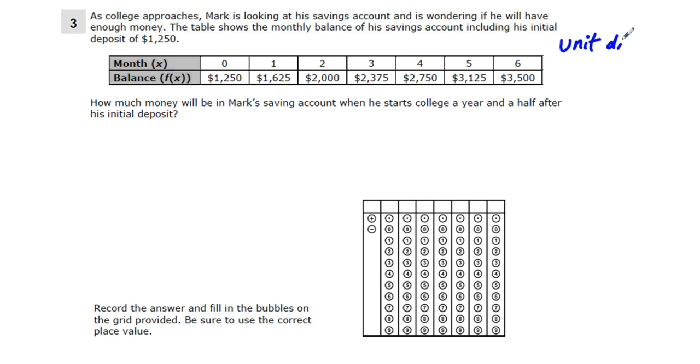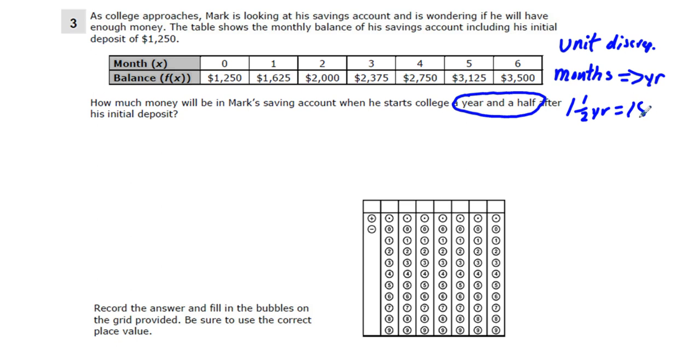And I'm going to point out its discrepancy, because what we have is months in the table, and we need to go to years, specifically 1.5 years. And so, yeah, a year and a half, and your sense of time should tell you that 1.5 years is equal to 18 months. I hope that would be just common sense to you.